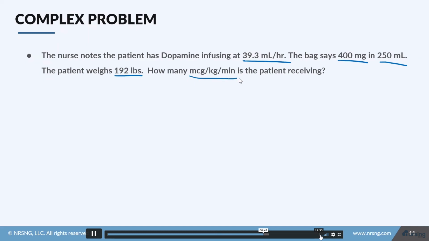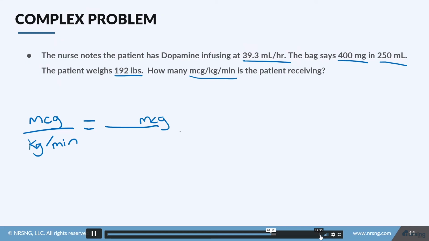So step 1, start with what you're looking for. In this case, we are looking for micrograms per. Now here's a tip here. If you have 2 pers, they both go on the bottom. Mics per kilo per minute. Okay, only one goes on the top. So step 2, transfer my top units across. Micrograms.